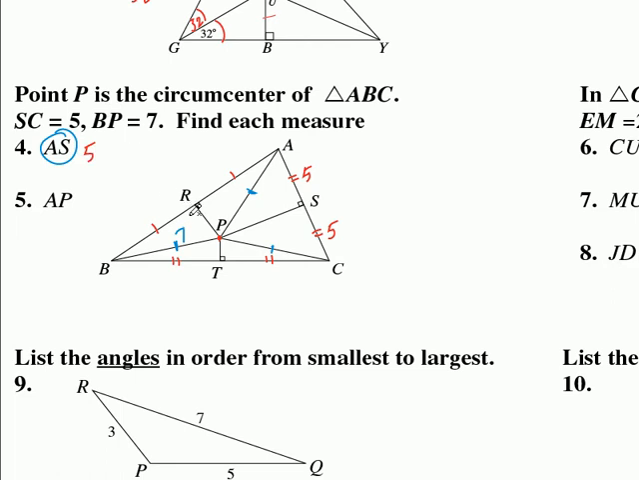All right, what about AP? AP, where's that? Here to here. Well, if BP is 7, then what's AP? It's 7 because all three of those blue ones are equal to each other, and PC would be 7 as well. Everybody see that? All right, so AP is also 7. Pretty simple stuff.